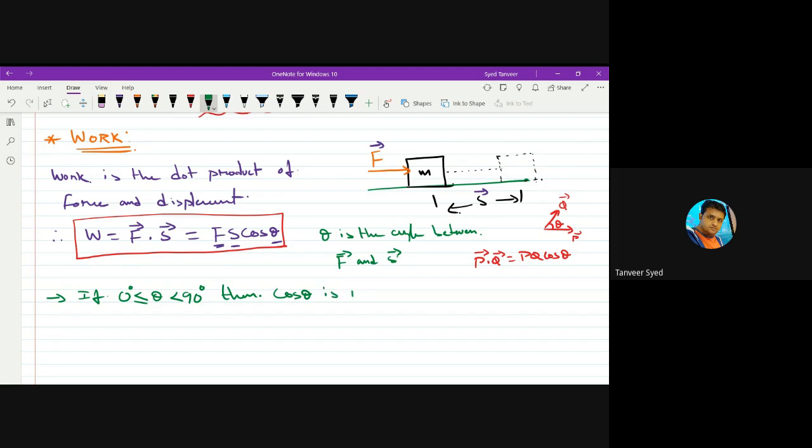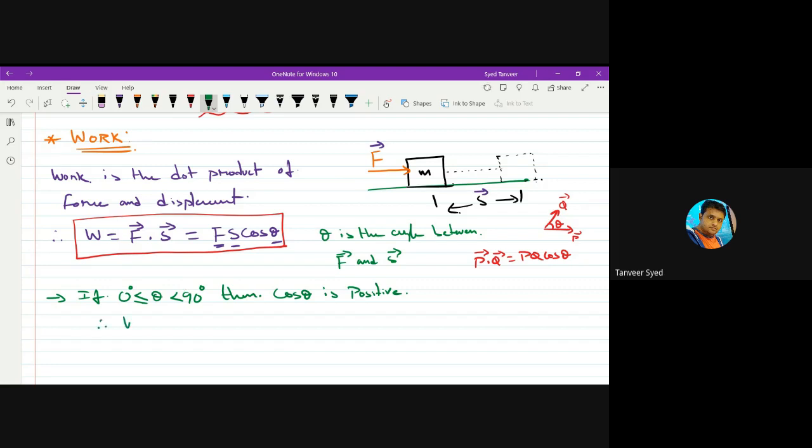Cos theta is positive. For 0, it is 1. Let us say 30 degree, it is root 3 by 2. 45 degree, 1 by root 2. 60 degree, 1 by 2. Like that, up to less than 90 degree, you will have the value of cos theta as positive. It can be 1 by root 2, it can be root 3 by 2, it can be 1 by 2. Okay, cos theta is positive.